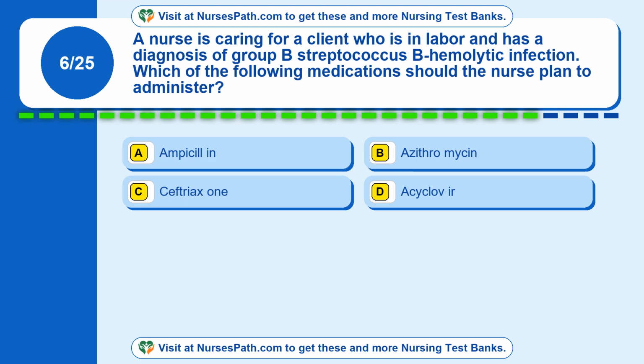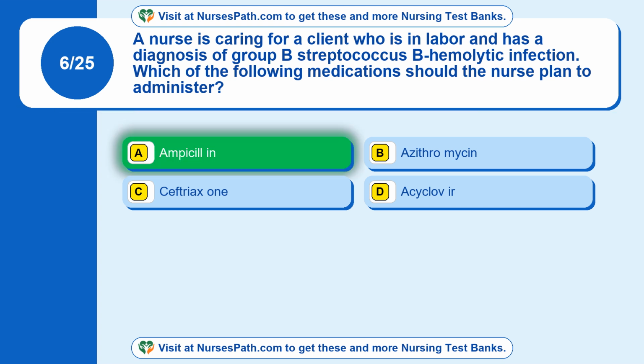Question 6. A nurse is caring for a client who is in labor and has a diagnosis of Group B Streptococcus beta-hemolytic infection. Which of the following medications should the nurse plan to administer? Option A. Ampicillin. Option B. Azithromycin. Option C. Ceftriaxone. Option D. Acyclovir. The correct answer is Option A.